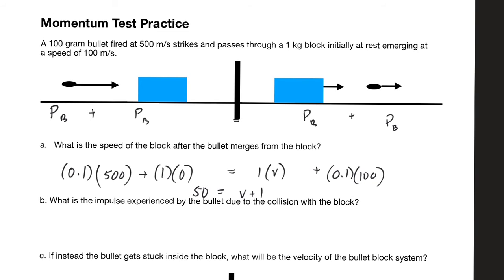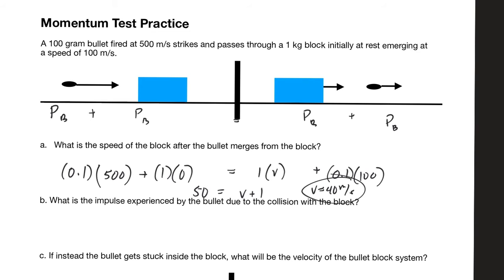Yay. Fine, whatever. No, and I believe the velocity of the block is going to be 40 meters per second. Any questions about that? All righty. What is the impulse experienced by the bullet due to the collision with the block? Impulse is change in momentum, and we're asked specifically about the bullet. I will point out that as this is a collision, the bullet and block experience the same impulse. They're just opposite. Newton's third law.